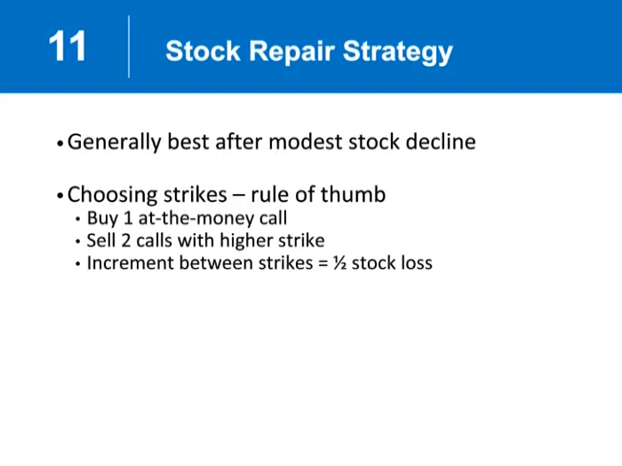Oftentimes, depending on the magnitude of the stock decline, the nuance of what strikes to pick is really the decision that has to be made. So, we're going to buy 1 at the money and sell 2 higher strike calls. And generally, depending on the magnitude of the loss, and there's no surefire way of knowing that, in fact, the decline in the stock has stopped. But we'll go through an example to give you a sense for what strikes to choose and how to construct a position.